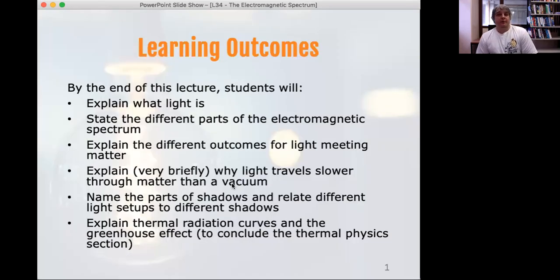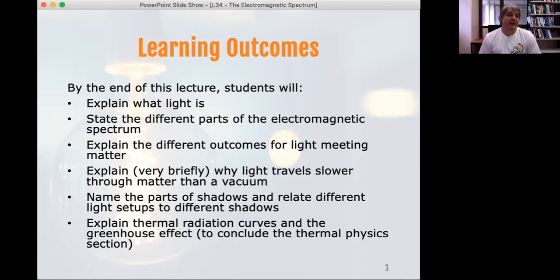Learning outcomes are to, first of all, explain what light is, state the different parts of the electromagnetic spectrum, explain the different outcomes for light meeting matter, and then we're going to look at refractive indexes, which is the speed of light in different mediums. So it travels at different speeds. We want to understand why that happens.